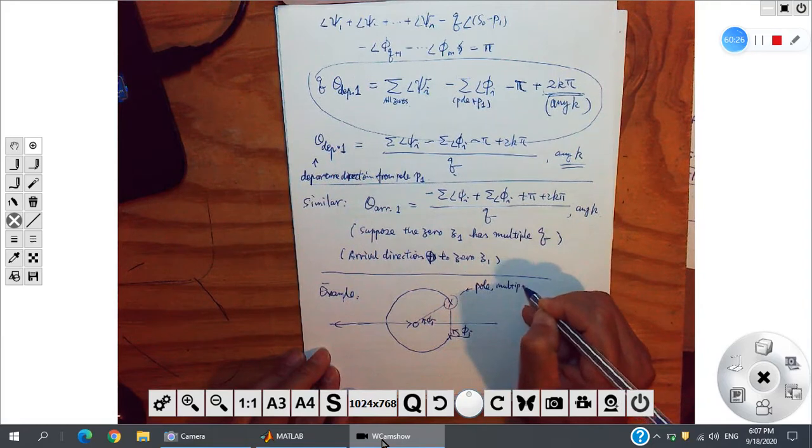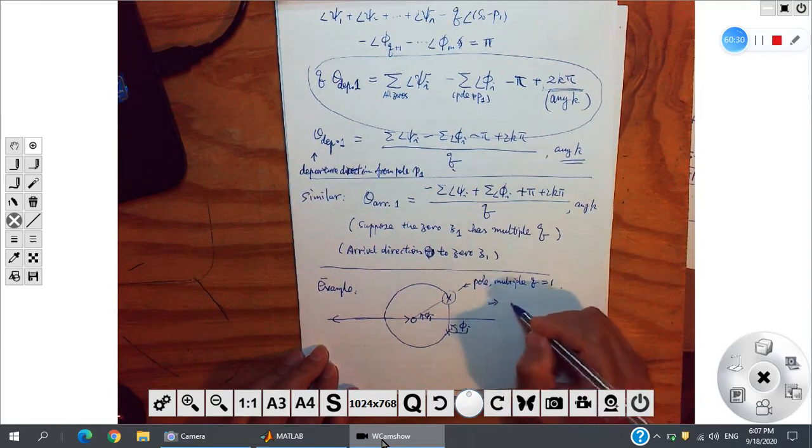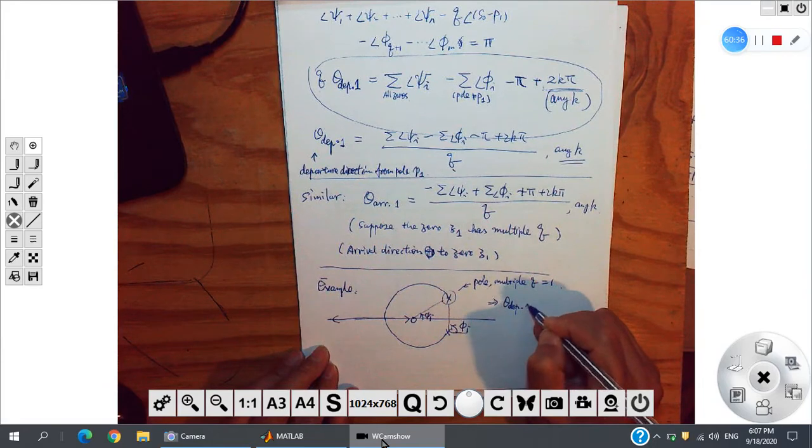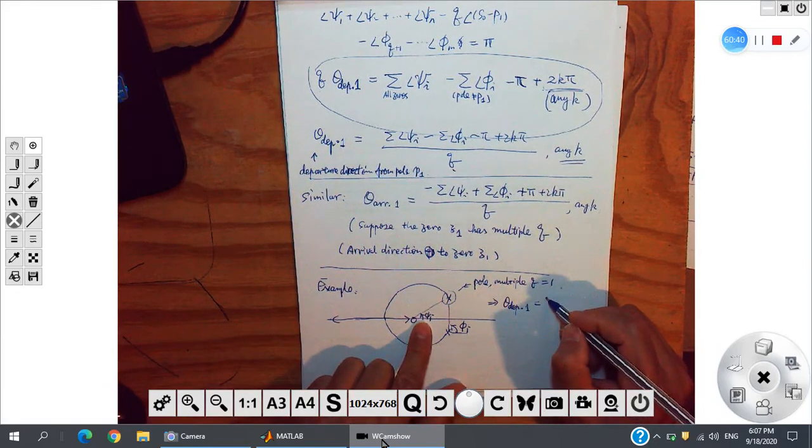Multiple q equal to 1. Okay, then we have the direction, the departure direction equal to this angle. I don't know what it is. I just verify. Okay, verify. Only one verify.